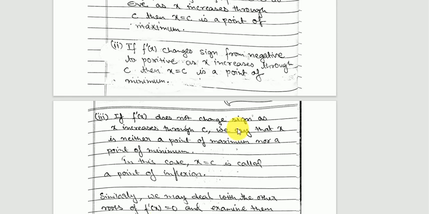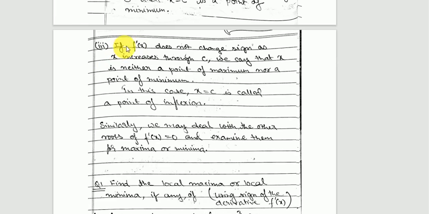And the third part is, suppose you found that the derivative is not changing its sign when x is increasing through c. In that case, that point is neither a point of maximum nor a point of minimum. In fact, that point is called a point of inflection.